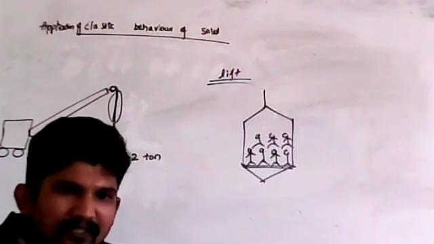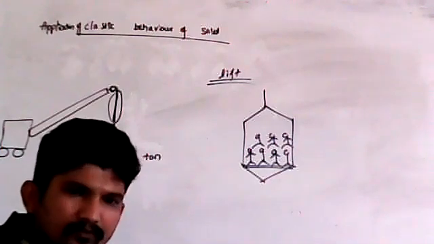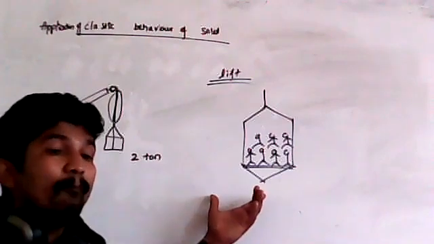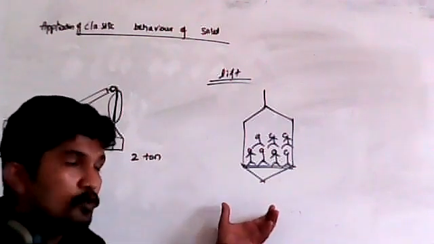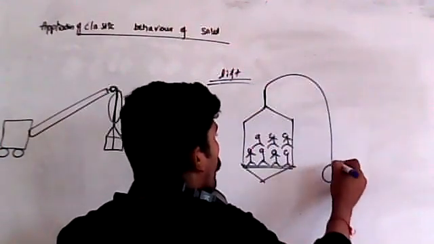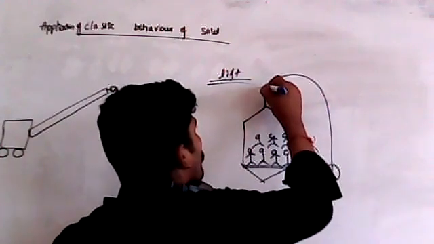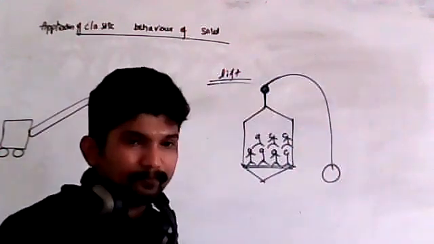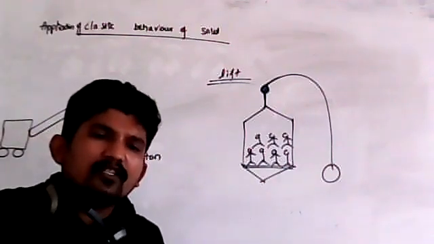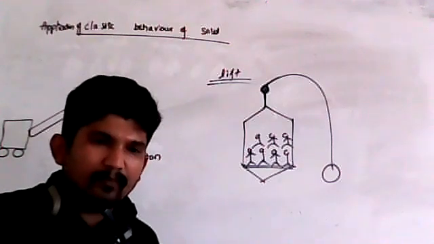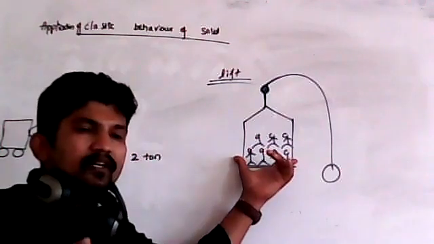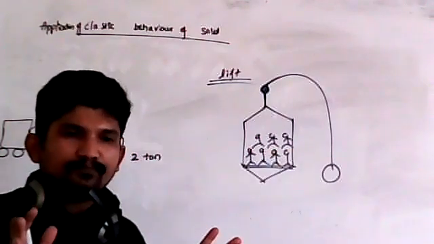If more than 6 enter, then what will happen? Yeah, due to heavy load it may break, so damages will be more. Whatever thread, whatever rope we are using, that will be connected to the motor, right? So that rope may break. Beyond the elastic limit, what will happen? The material will start to break. Remember. So that's why, students, in a lift they restricted it to only 6 members.